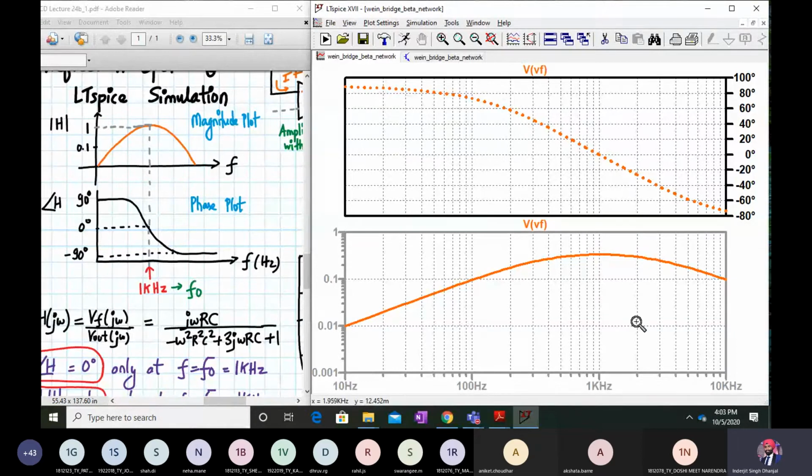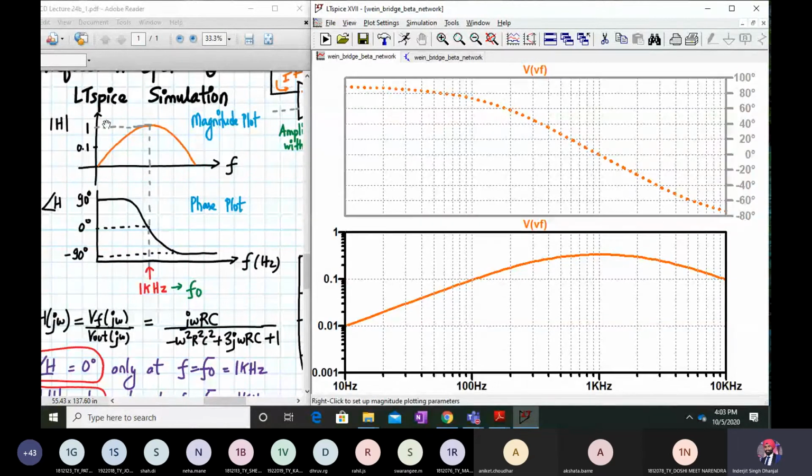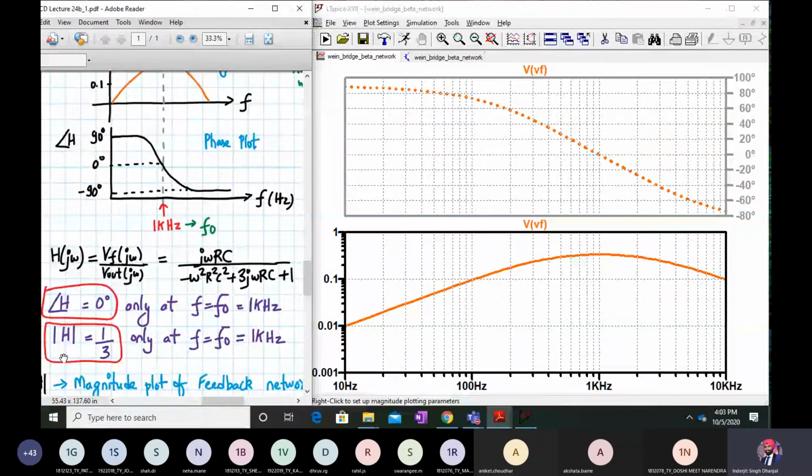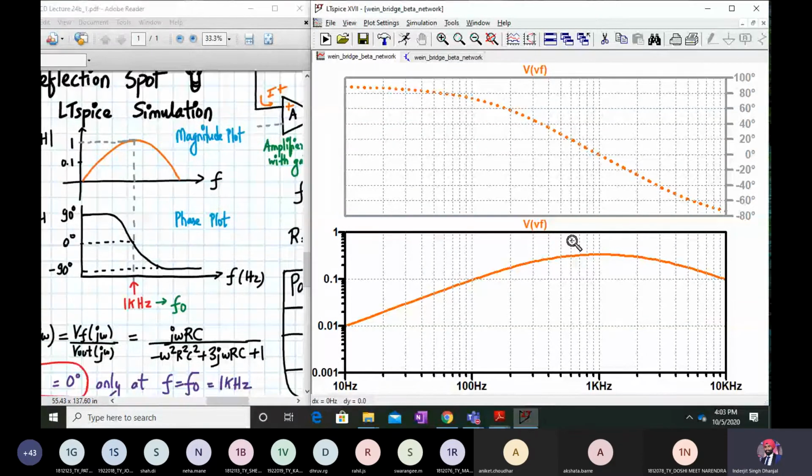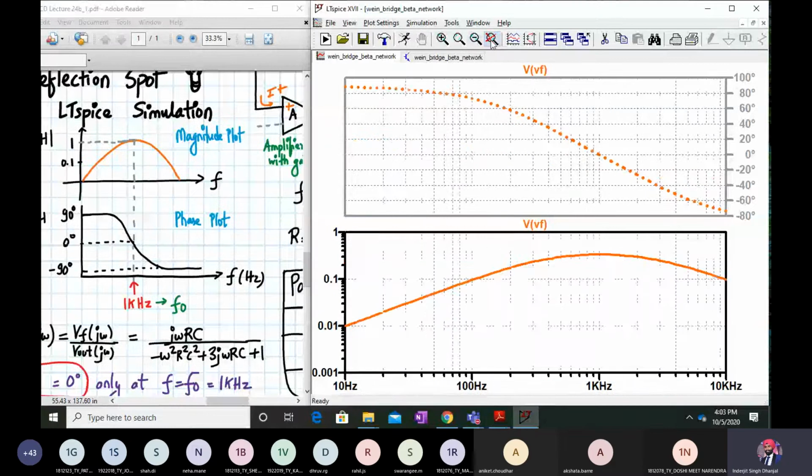So let's check the magnitude. Actually, here in the write-up, I have made a mistake. Here it should be 1 by 3. I mistakenly wrote 1 over here. It should be 1 by 3. I am trying to prove that the gain of the feedback network should be 1 by 3. So let us check that out with the cursor.